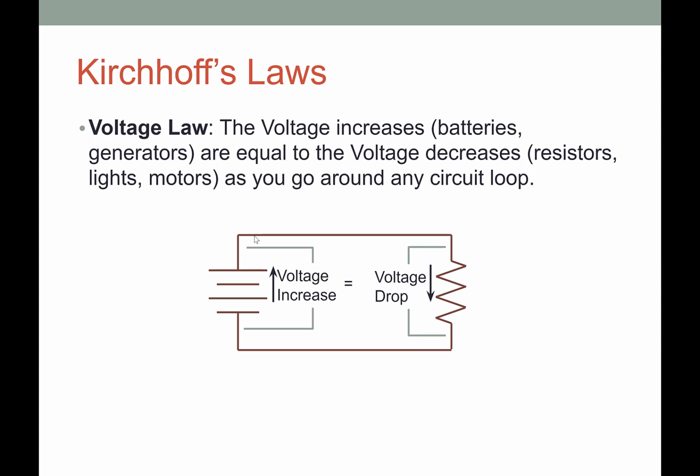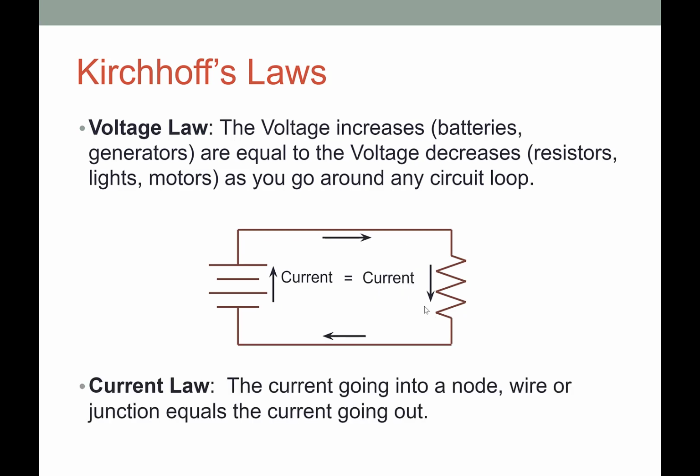Kirchhoff's laws, there are two Kirchhoff's laws. The first one we'll talk about is the voltage law, and it says that in a circuit, all of the voltage increases, meaning any batteries or generators or otherwise electrical supplies, have to equal all of the voltage decreases or drops. Those are things that are going to take up energy, like resistors, lights, motors, as you go around a circuit. So voltage increases, all of the batteries, have to equal all the voltage drops across all of the things that are going to be doing some work in a circuit.